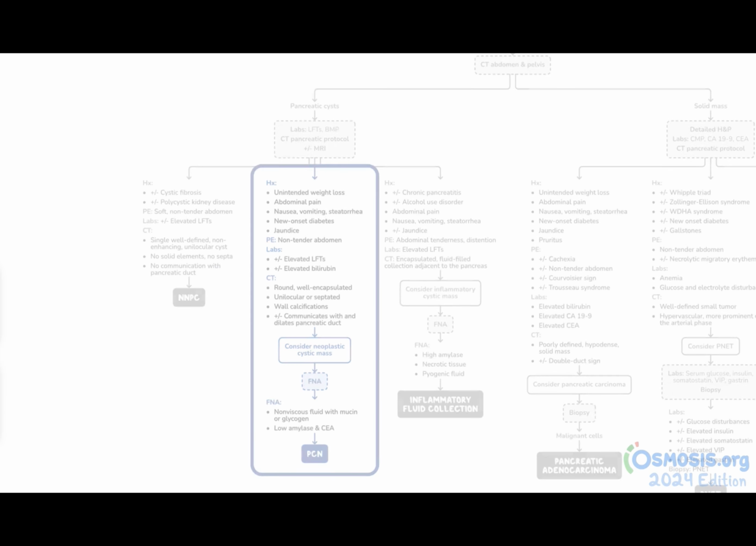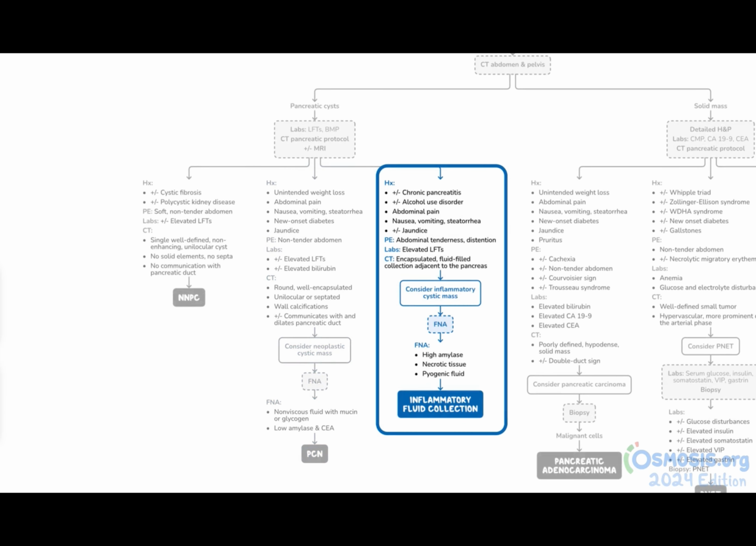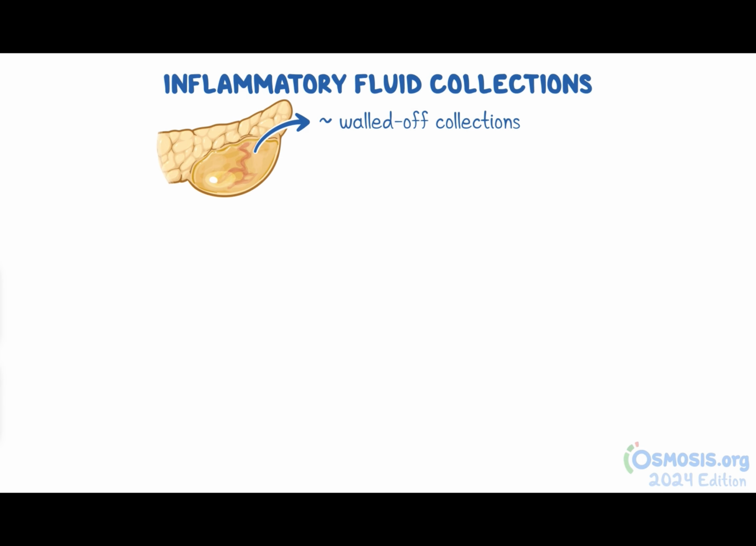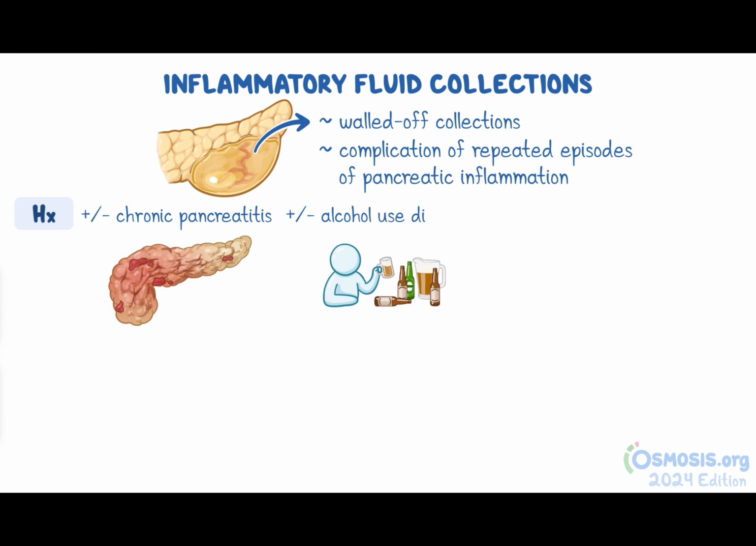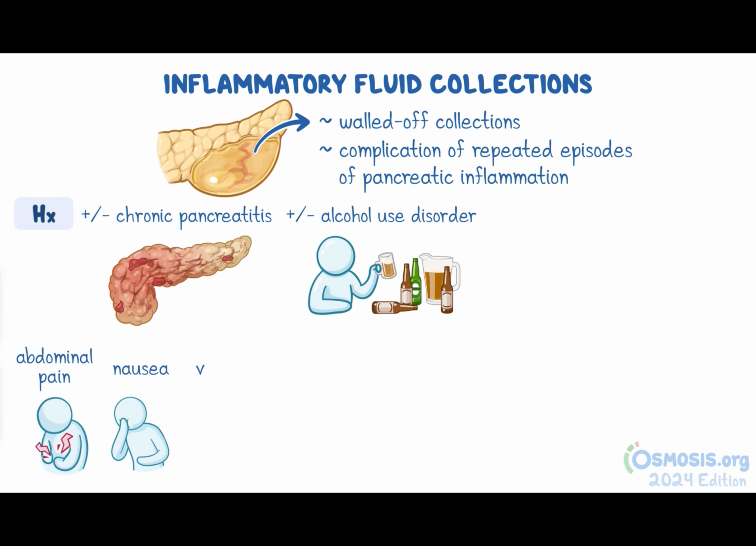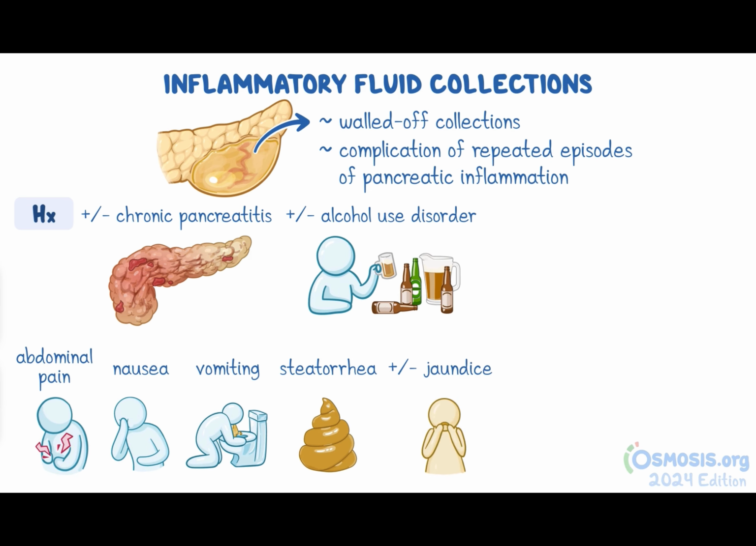Alright, let's go back and talk about our final type of pancreatic cystic lesions, inflammatory fluid collections. These are walled-off collections of fluid that tend to form as a complication of repeated episodes of pancreatic inflammation. So, history might include chronic pancreatitis, alcohol use disorder, or both. Symptoms can be similar to pancreatitis, such as abdominal pain, nausea, vomiting, and steatorrhea. Jaundice might be present in severe cases.